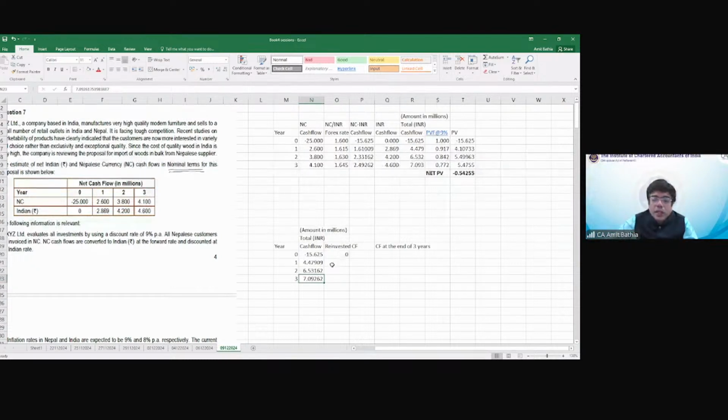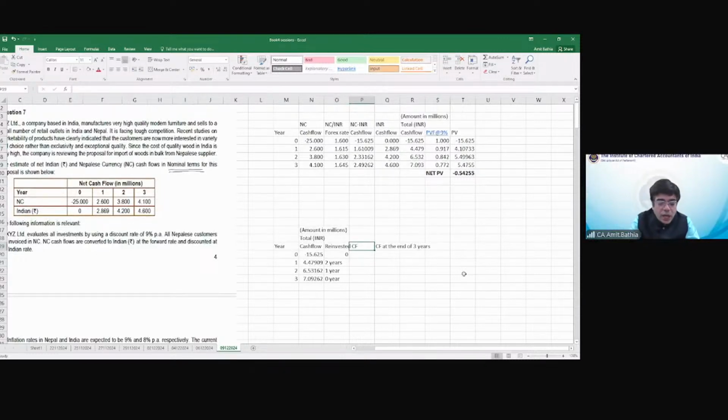Okay. So in that case, for 4.47909, when it is reinvested, right, it is going to be reinvested for how many more years? 2 more years. For 2 years, right? For 2 years, because this is at the end of 1 year. So I'm going to reinvest this cash flow for 2 more years. As far as 6.53 is concerned, this is going to be reinvested for how many years? 1 year. And then here you will have 0 year. Why? Because we are essentially computing at the end of year 3 itself.